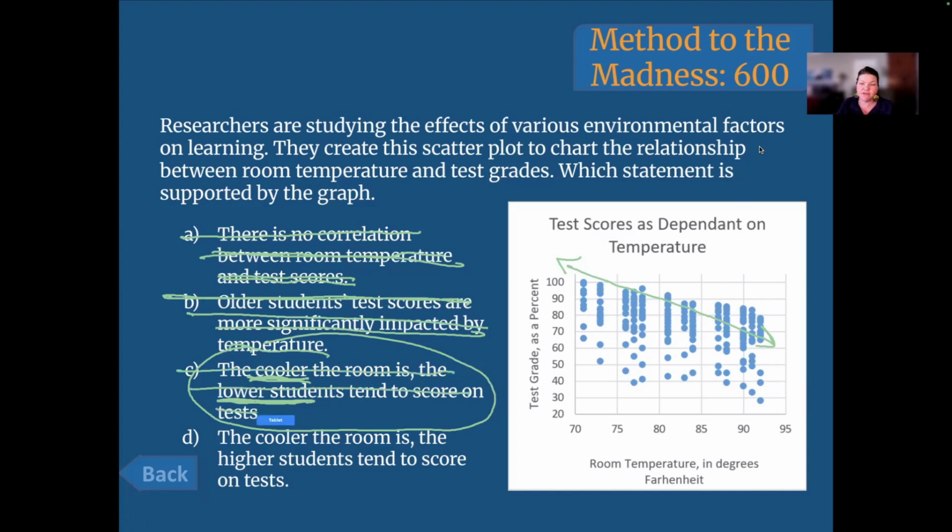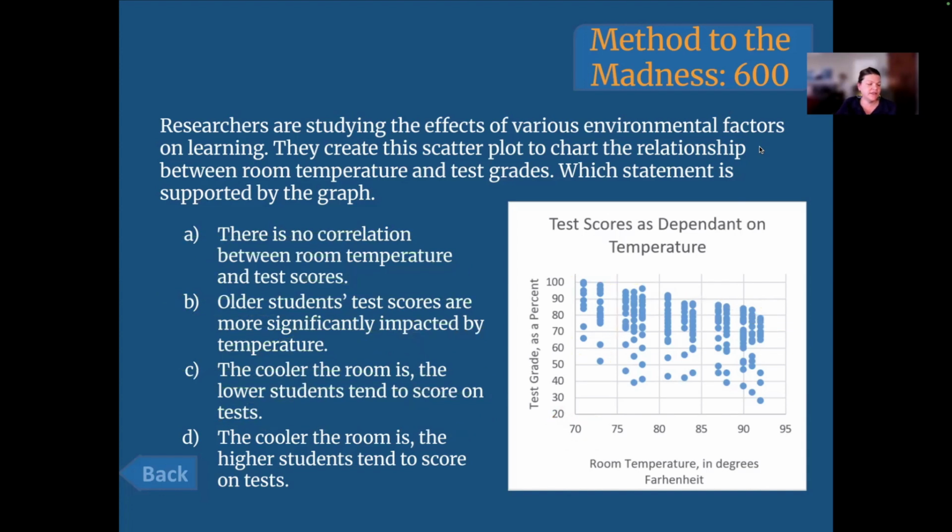So we only have D left. Let's make sure it's right. We didn't rule out something by accident. This one says the cooler the room is, the higher students tend to score on tests. Probably the right answer based on what we've done, but anybody want to justify to me why this one does make sense? I think that one does make sense because you can see that the scores are higher when the room is cooler, when it's at 70 degrees. And then on the graph, it only goes lower the hotter it gets. Beautiful, beautiful, strong work. D is the correct answer.